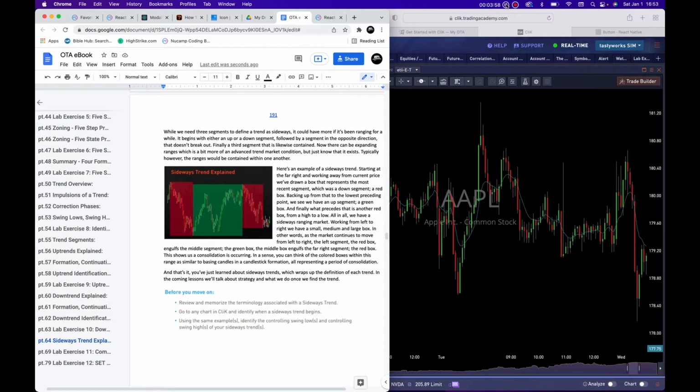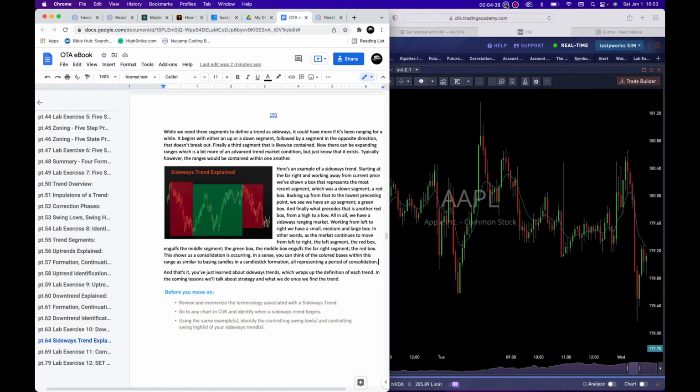Backing up from that to the lowest preceding point, we see we have an up segment or a green box. And then finally, what precedes that is another red box from a high to a low. All in all, we have a sideways ranging market. In other words, as the market continues to move from left to right, the left segment, the red box, engulfs the middle segment, the green box. The middle box engulfs the far right segment, the red box. This shows us a consolidation is occurring.